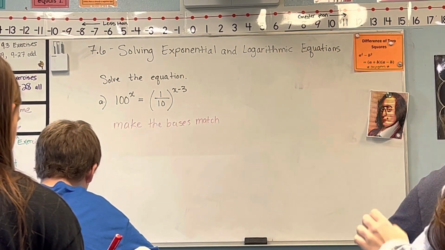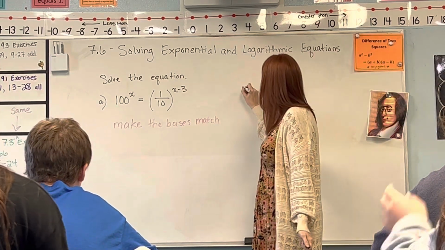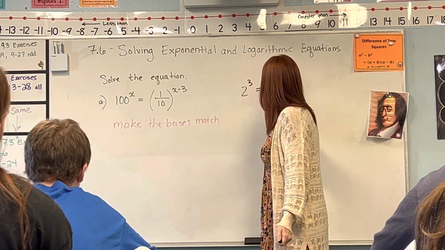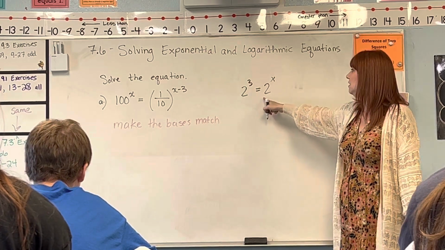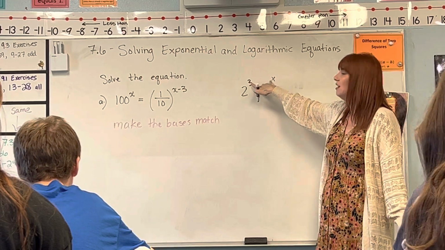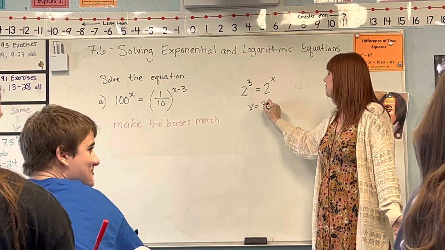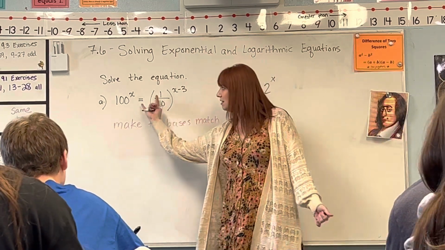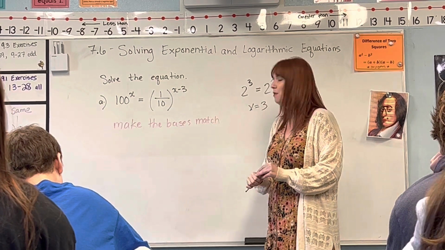Okay, if you can make the bases match, then you can solve this. Because if you had 2 to the 3rd power equals 2 to the x, what does x equal? 3, yeah, because if the bases match, you know the exponent has to match too, right? So in this case, x would equal 3. So if we can make the bases match, then we can figure out what the exponents are supposed to be.